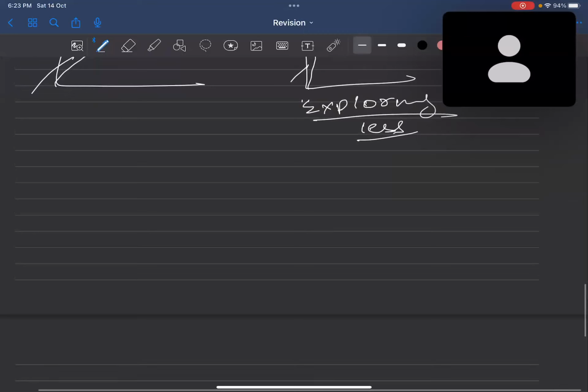Is the speed correct, or should I be more slow, or is it fine? Is it going smooth, the revision process? It's fine, madam. Considering the amount of syllabus, it's fine. Okay.